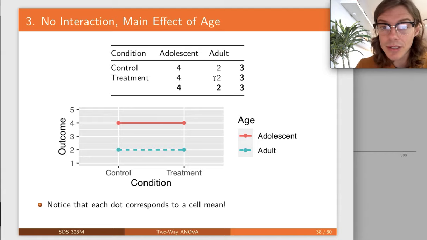And notice, there's no interaction. So regardless of whether you're an adolescent or adult, the effective treatment is nothing. Regardless of whether you're in treatment or control, adolescents are 4, adults are 2.